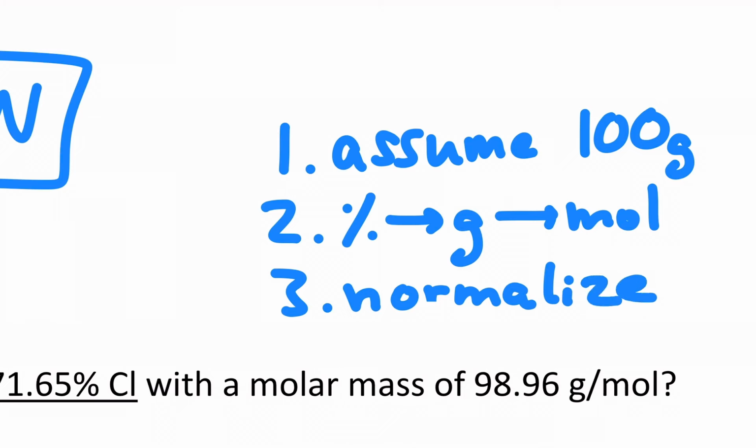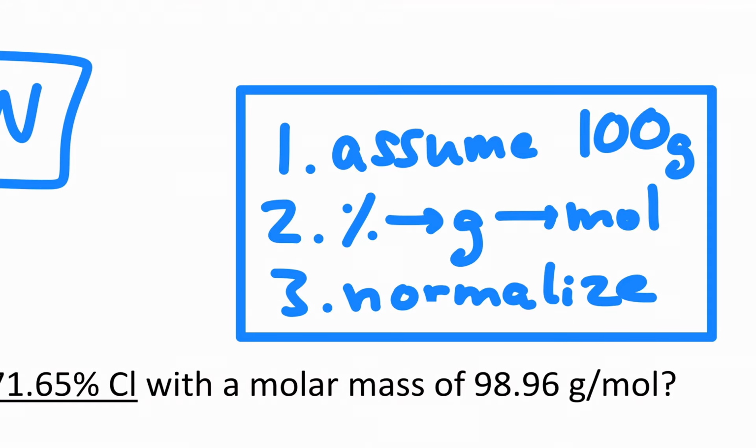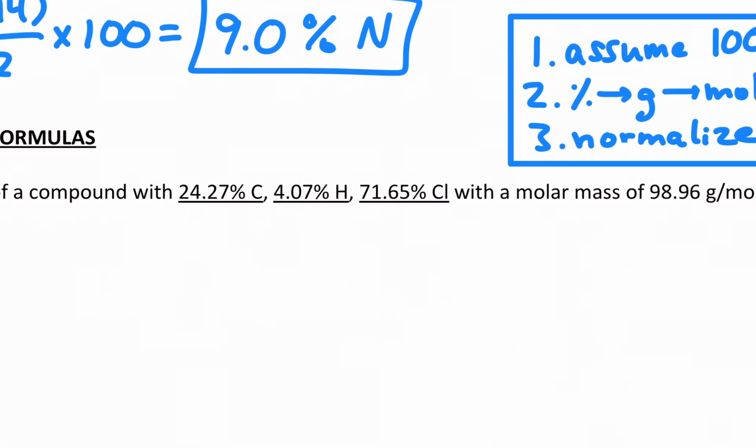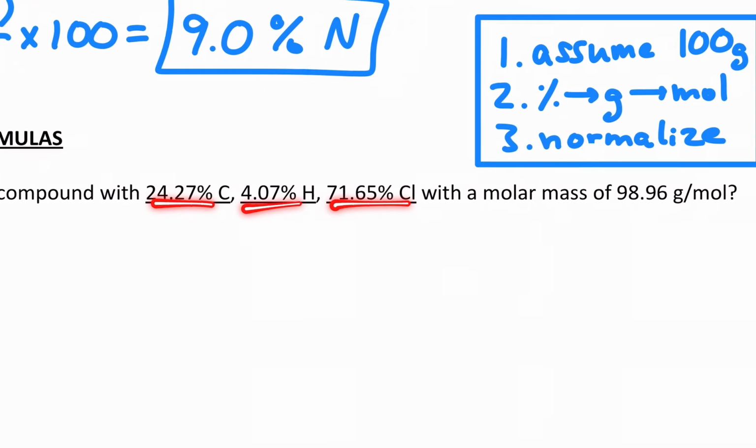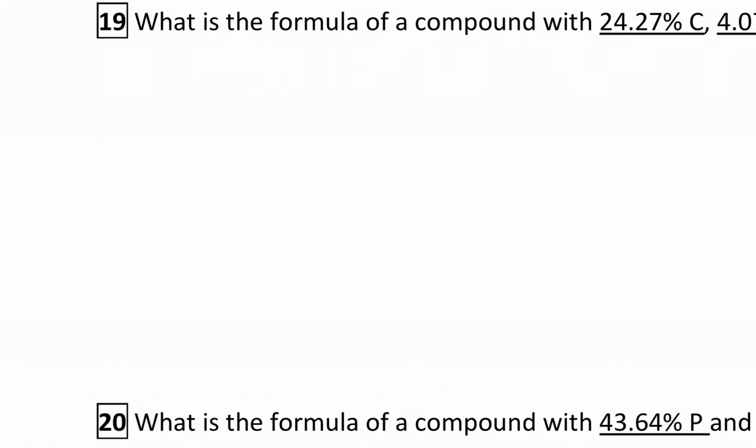I'll explain what that means when we actually do it in a problem. So let's take a look at one right now. Given these percentages of carbon, hydrogen, and chlorine, and a molar mass of the compound, what's the formula of that compound? Well, I'm going to rewrite those percentages of each one.